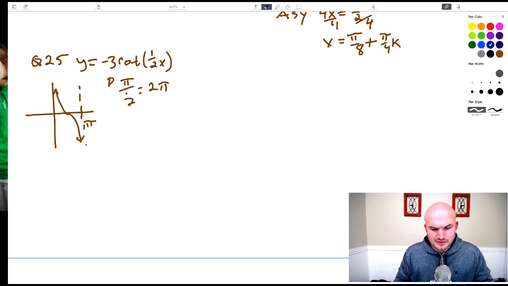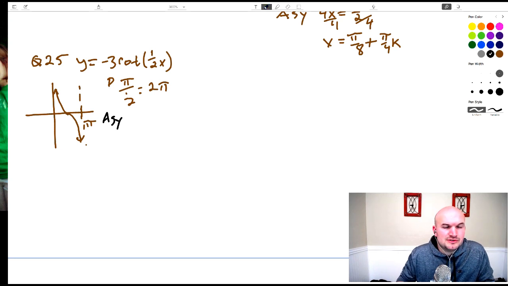The next thing we want to do is find the asymptote. So if my original asymptote occurs at pi, I want to see what this 1/2 does to that asymptote. To find the asymptote, all I'm going to do is take what's inside my function, 1/2 x, and set it equal to where the asymptote originally is for cotangent, which is pi. And if I divide by 1/2, or instead of dividing by 1/2, you could also just multiply.